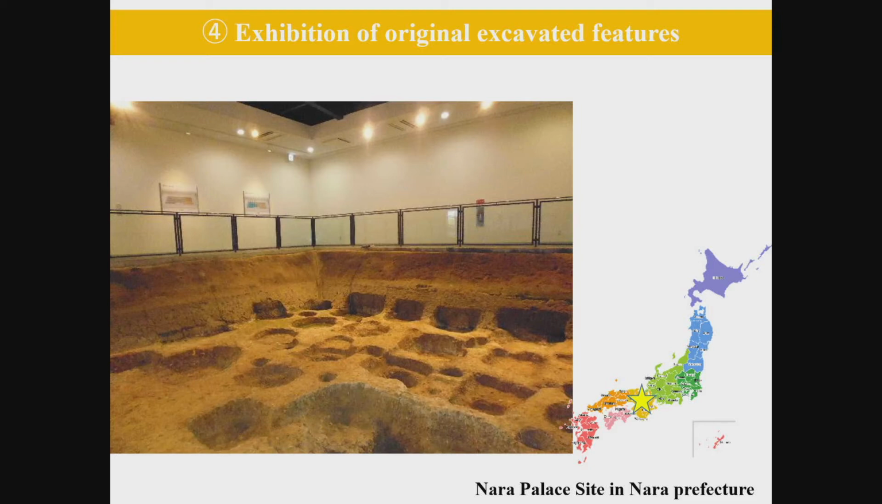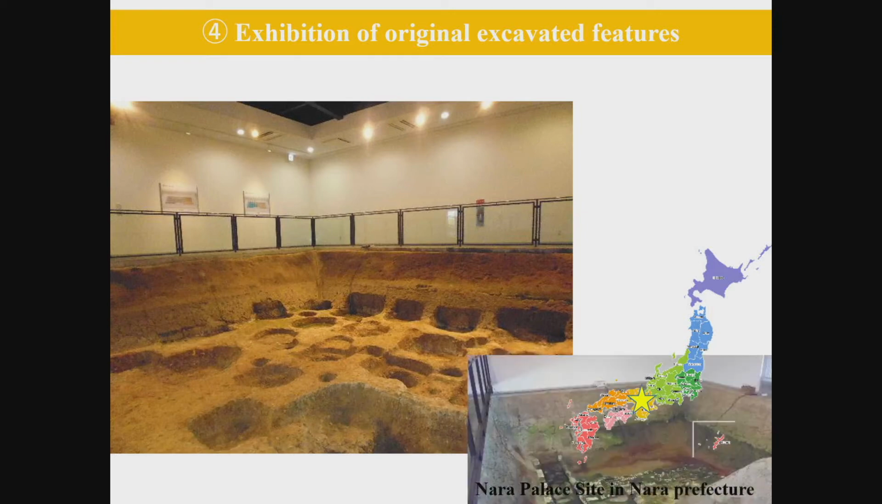This photo shows an example of exposed types of presentation at the Nara Palace site. Excavated archaeological features of 8th century buildings are partially exhibited. Exhibition of original remains is an epoch-making approach and quite attractive. However, considering the risk of deterioration of the original remains, it may not be a good case of maintenance improvement from the aspect of preservation.